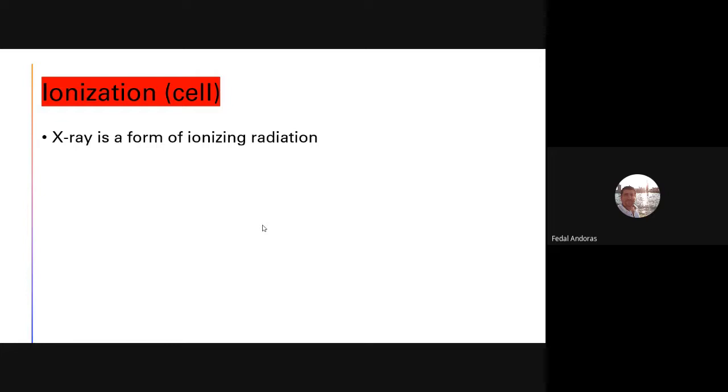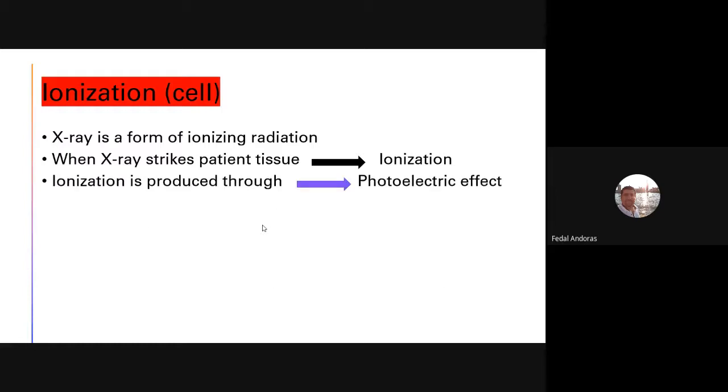Again, X-ray is a form of ionizing radiation. We know that. When X-rays strike patient tissue, ionization will happen. Again, here we're talking about ionization of the atom within the patient tissue, within the human body. You remember from last lecture, we talked about ionization being produced through either photoelectric effect or Compton scatter. If you have read the previous lecture, it will be easy to follow this one.